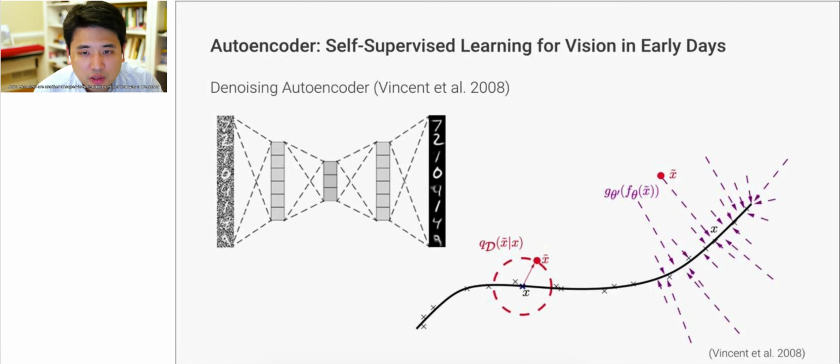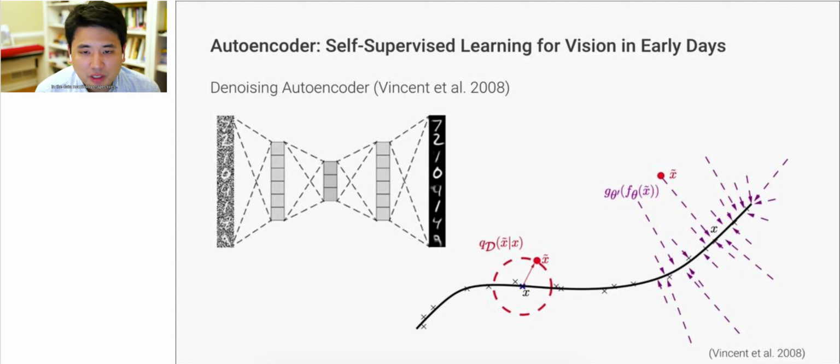Autoencoders are another unsupervised learning method that was a precursor to the modern self-supervised approaches. Specifically, denoising autoencoders, introduced by Pascal Vincent et al. in 2008, learn to predict denoised images given noisy versions of them.